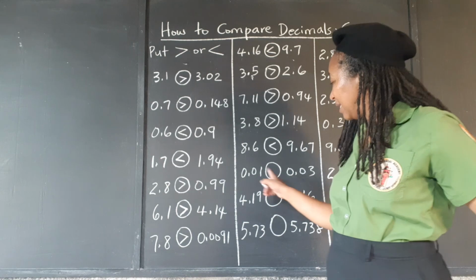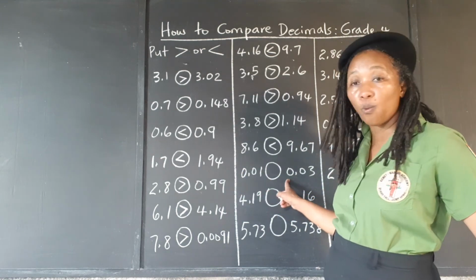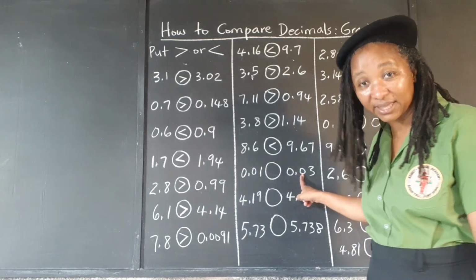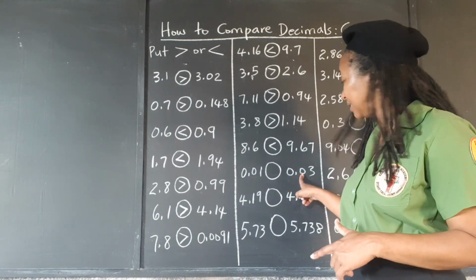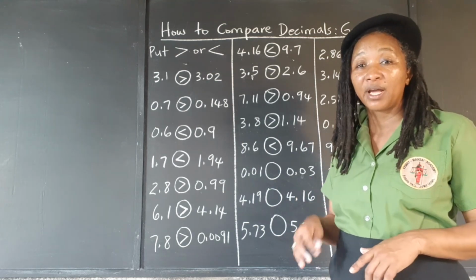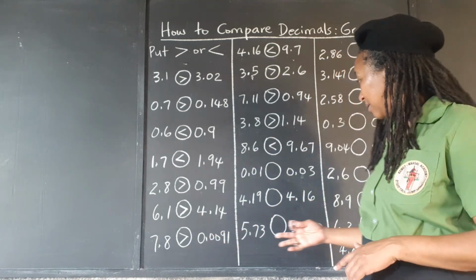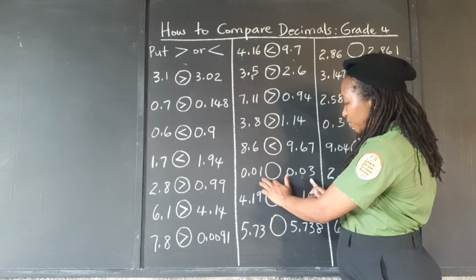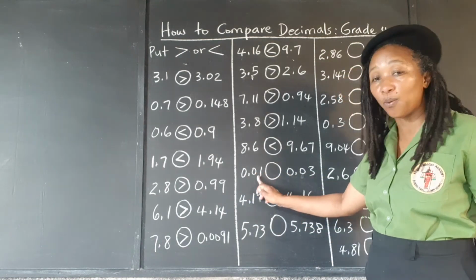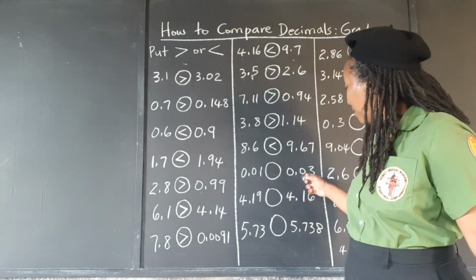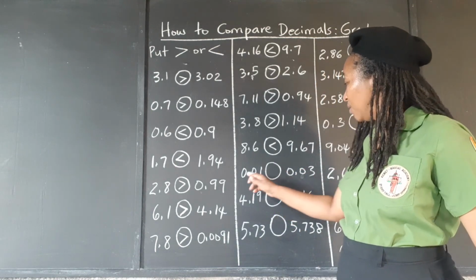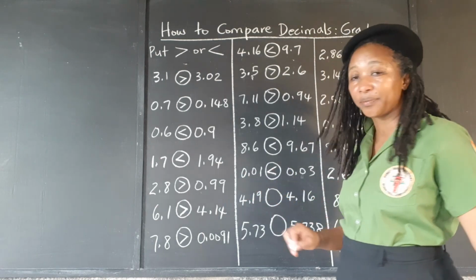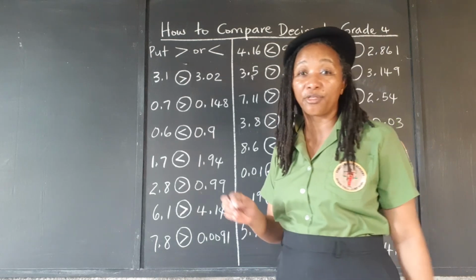Alright, so now look at these. They both have zeros in the ones place. They both have zeros in the 10th place. So now we need to compare the 100th place. They both had 0 here. Both had 0 here. We now have to compare this. 3 is bigger than 1. This is the bigger decimal. So starting from here, we would say 0.01 is less than 0.03.